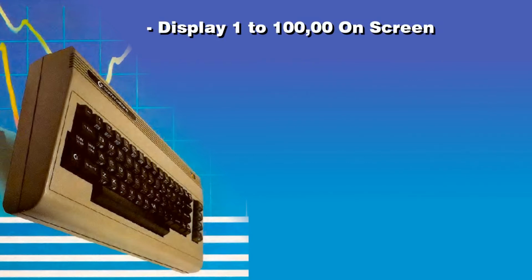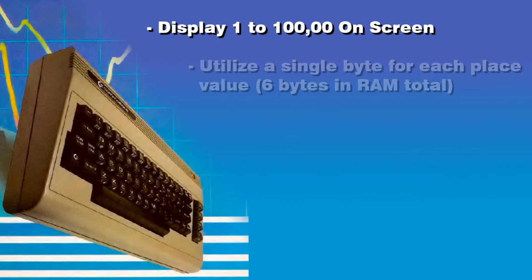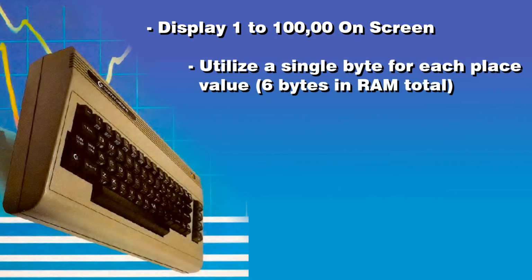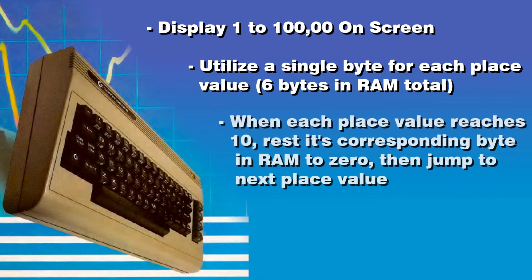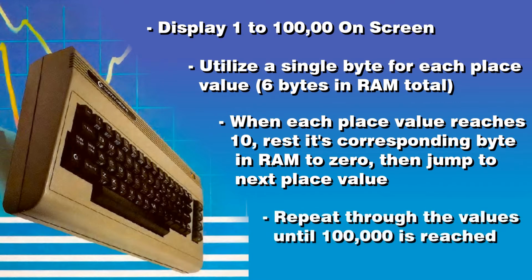Let's talk about our basic design theory. Like our basic program, our goal is to display 1 to 100,000 on screen. I opted to utilize a single byte for each place value, essentially treating 6 bytes of memory as variables that directly relate to each place value, then increment each individual place value by 1 with my logic. When each place value reaches 10, we reset its corresponding byte to 0 and increment the next place value. We repeat this logic all the way until we reach the 100,000th place value. If that one is equal to 1, the program is complete and it exits.